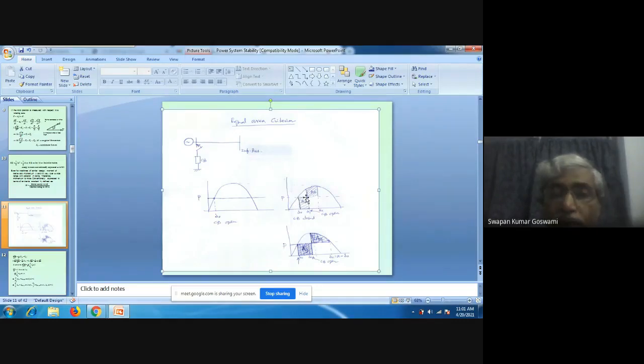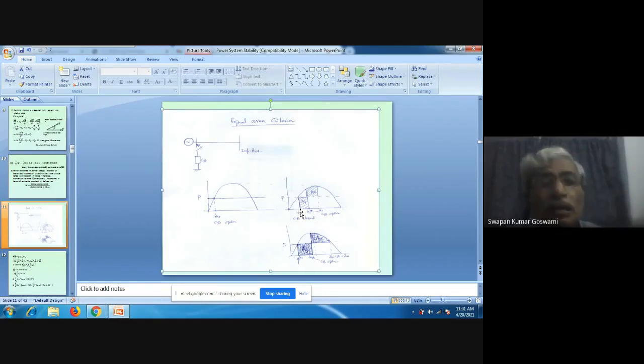So this area obviously is representing energy. Which energy? Power input to the machine minus power output of the machine, that means accelerating power multiplied by the time for this movement from delta 0 to delta 1. So A1 represents some energy. This is the energy that has been stored in the rotor of the generator, because during this time the speed of the generator has increased.